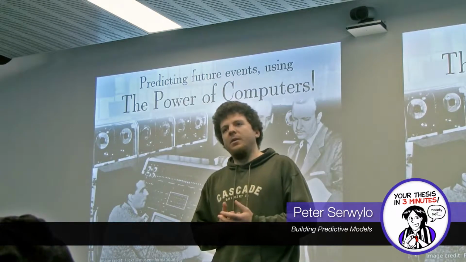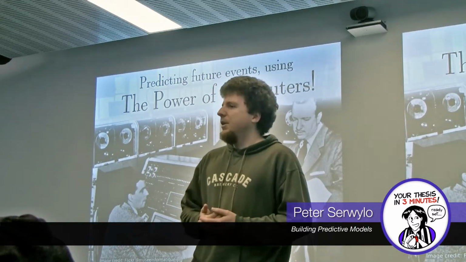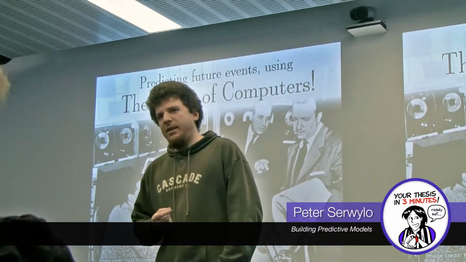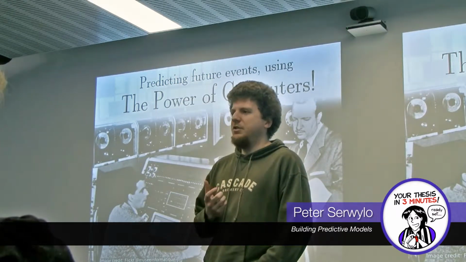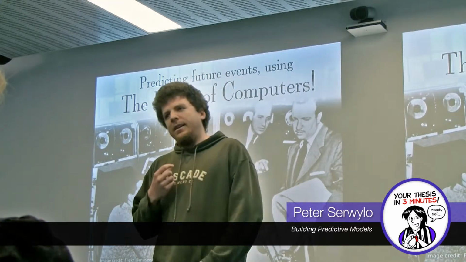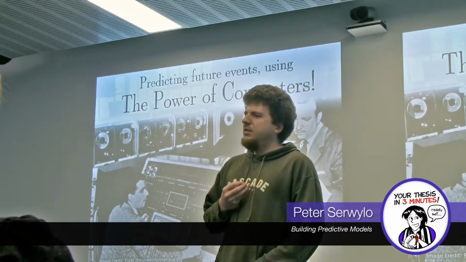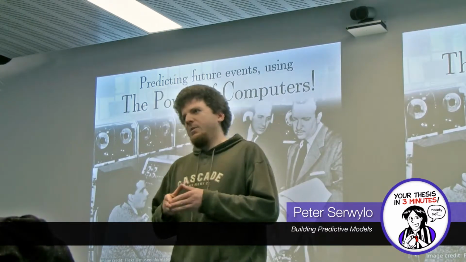The type of model we're going to use to predict our winner of next year's 3-minute thesis is called a Bayesian network. These are probability-based models that deal particularly well with uncertainty, which is very important when you're trying to predict future events.